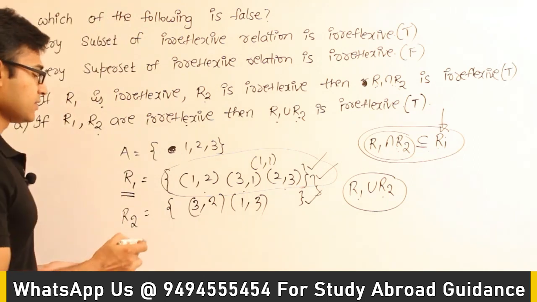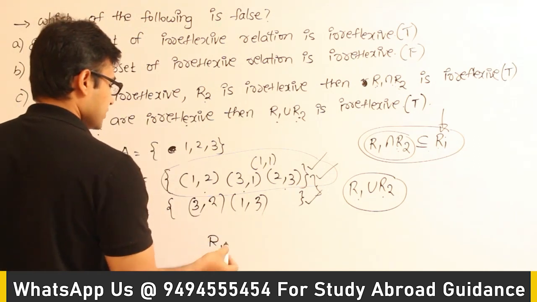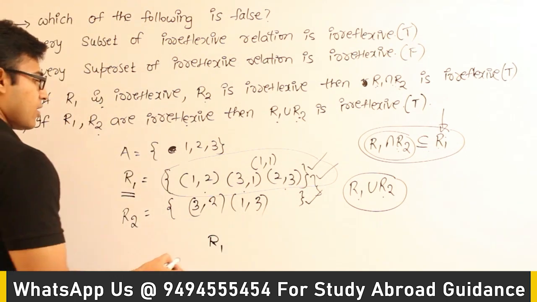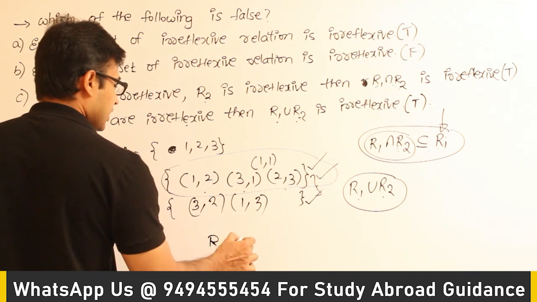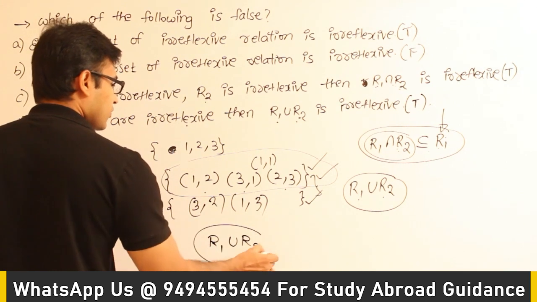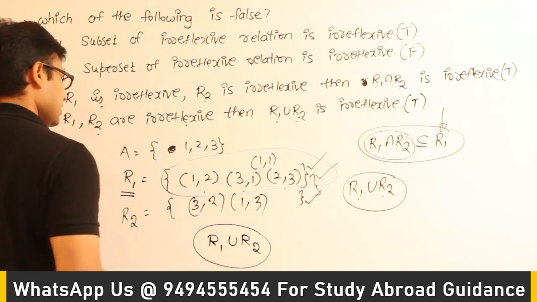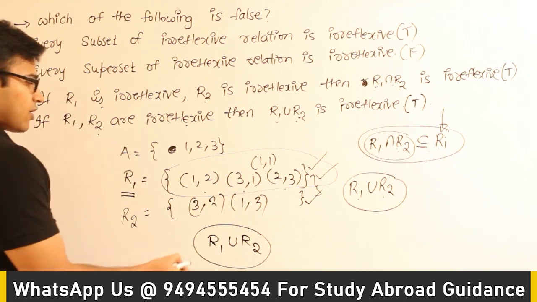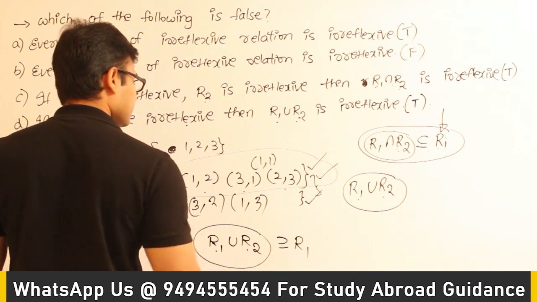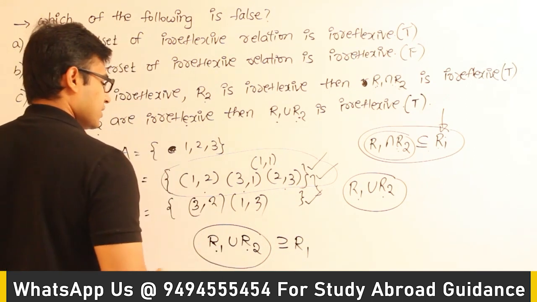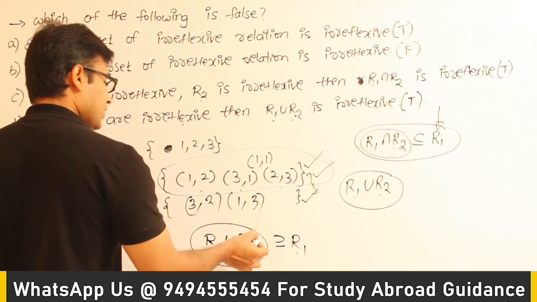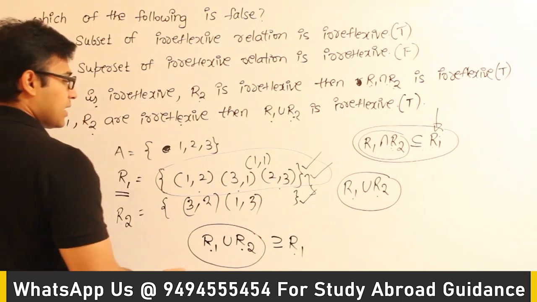Maybe you can even think of it like this: if R1 is irreflexive and R2, I am not saying anything about it, if R2 is a relation, then what can you say about R1 union R2? What can you say about it in general? R1 union R2 will be a superset of R1, isn't it? If R1 is a set, and I union it with some other set, that is going to be a superset of this. Now we cannot say that every superset is irreflexive.